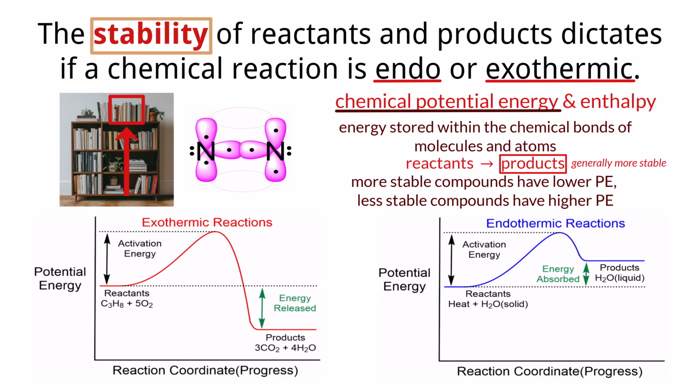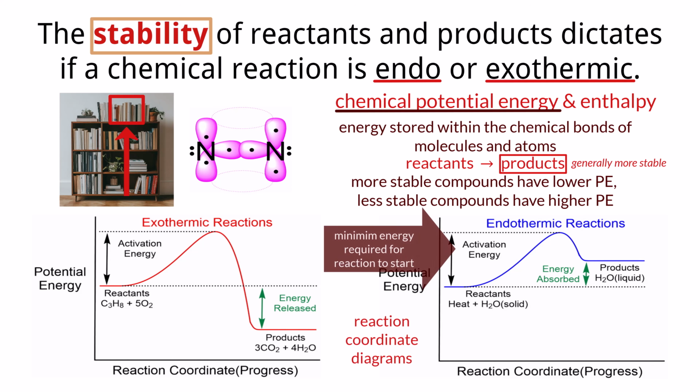Chemists visualize these potential energy changes between reactants and products of endothermic and exothermic reactions through energy profiles, also known as reaction coordinate diagrams. They also illustrate the activation energy, the minimum energy required for the reaction to start, and the energy released or absorbed for the overall reaction.